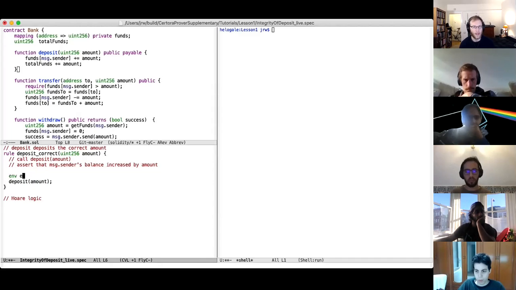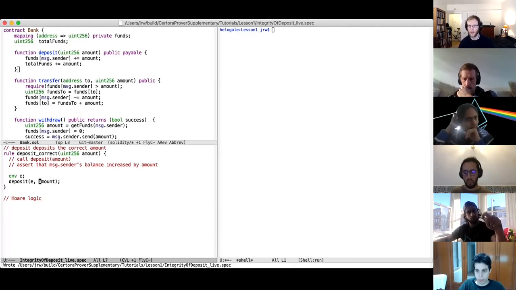An environment is a symbolic representation of a bunch of implicit variables in the EVM. In the EVM, you can get access to the current block number, the current timestamp, message.sender, and message.value. Those are all implicitly always available in scope. But in the Certora prover, we make that explicit. That's useful because you can say, for example, run these two functions in the same environment or in different environments. We have to make it explicit in order to give you that choice.